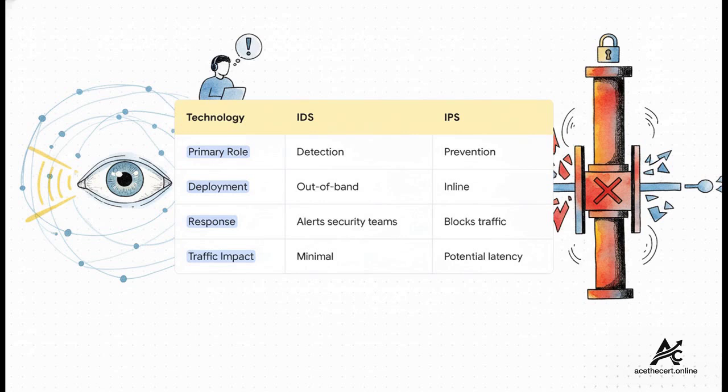An IPS, on the other hand, gives you that automated protection, but if you mess up its rules, you could accidentally block legitimate traffic. So the choice isn't really about which one is better. It's about which risk you're more comfortable with in any given situation.